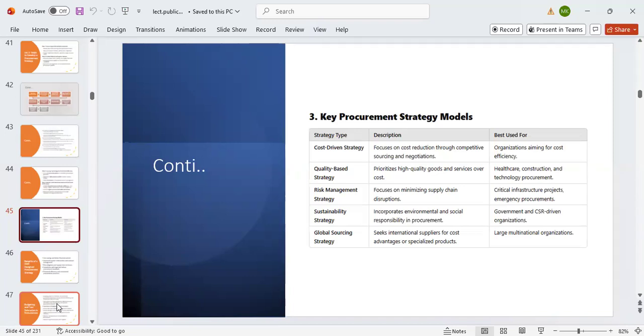Anyway, then maybe another, in terms of strategy, be thinking about sustainability. Here, incorporating environmental and social responsibility in procurement proceedings. That will be the thinking. So for governments, the actions that we have to take will lay emphasis on corporate social responsibility driven thinking.